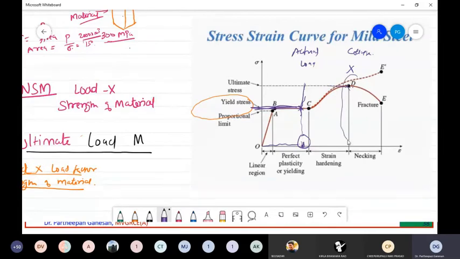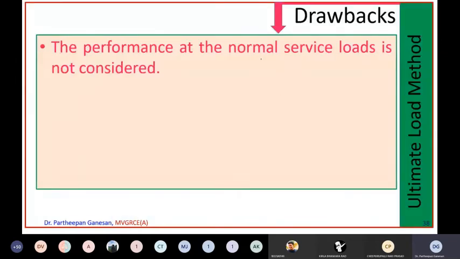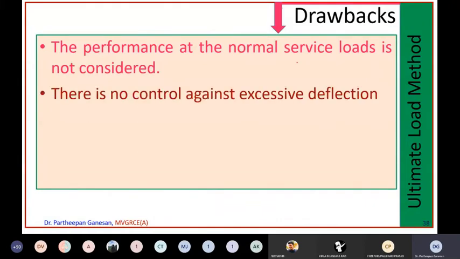You have designed the structure for this one, but you are not checking for the actual load, the original load which is coming onto the structure, how much deflection it is producing. That and all you are not at all bothered about it. So that is why the performance at the normal service load is not at all considered in the ultimate load method. And there is no control against excess deflection.